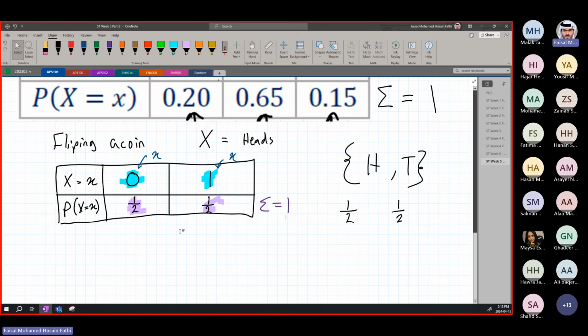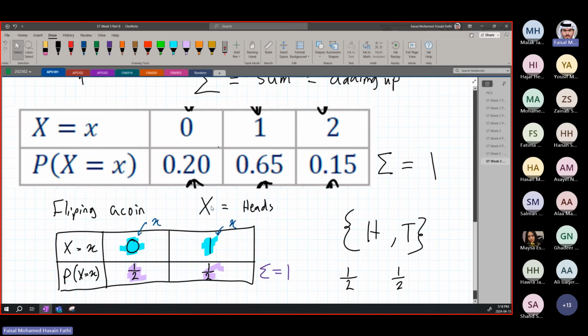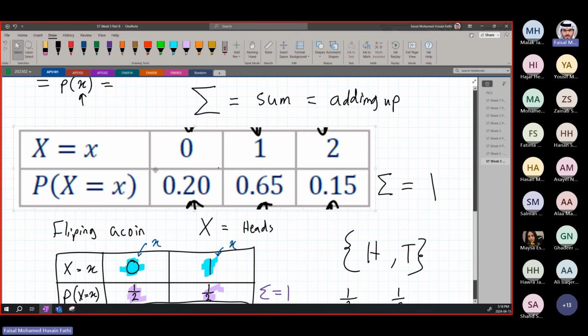This should always be the case, because when you're flipping a coin, you're either going to get heads or you're not going to get heads, which is also known as tails. All right? This is basically what this means. So going back to this example, we know that we have to add up the probabilities, and the sum has to be equal to 1.